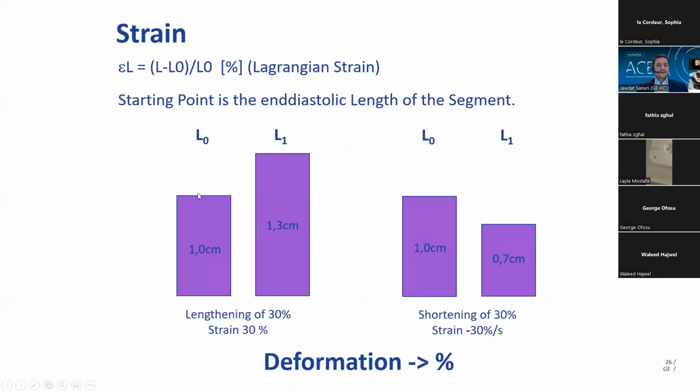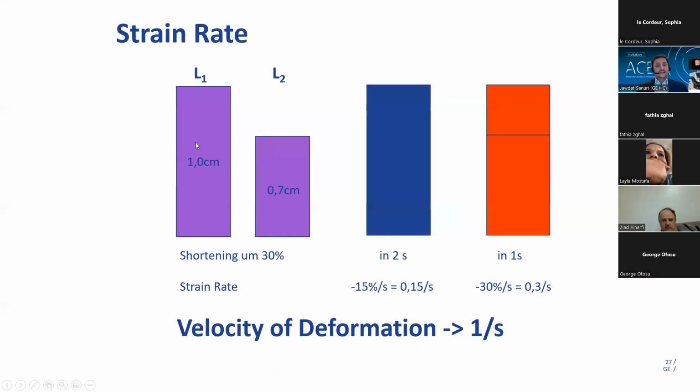So for example, here, this is a segment that starts with 1 centimeter length, and then it lengthens by 0.3 centimeter. That means it has a positive strain of 30%. If the same segment starts with 1 centimeter and then it shortens by 0.3 centimeters, it means it has a negative strain of minus 30%, because it's not stretching. It's the opposite of strain or stretching. It is actually compressing longitudinally. Likewise for strain rate. So for example, if you have this segment starts at 1 centimeter, ends at 0.7 centimeters, again, it's shortening. It has a negative strain of 30%.